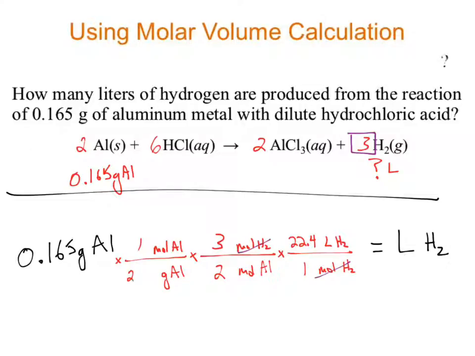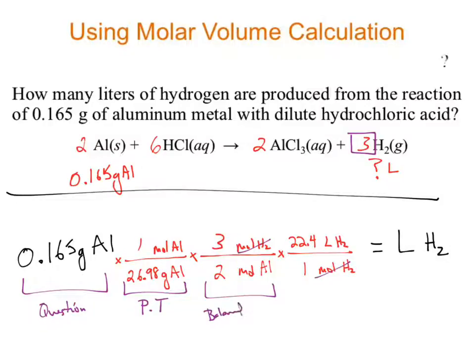1 mole is 26.98 grams. That information was found on the periodic table. Where was the 0.165 grams of aluminum found? It was in the question. Where's the 3/2 found? Our balanced equation. Where was the 22.4 liters is 1 mole?